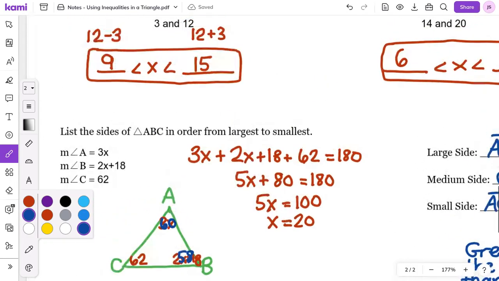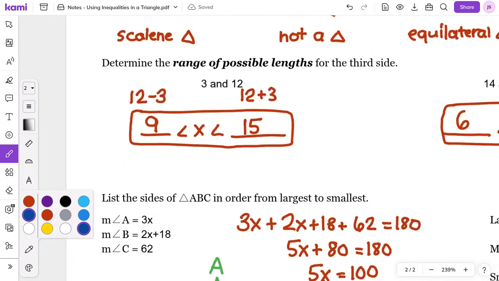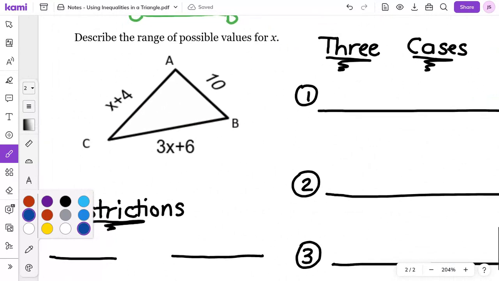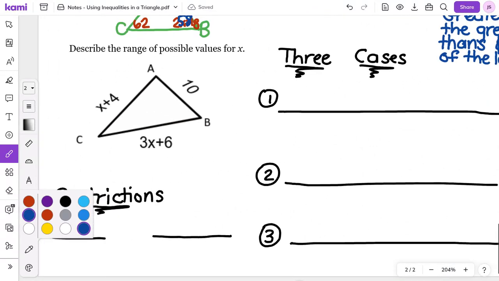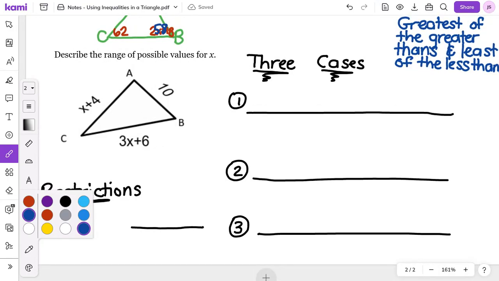Okay, the last type that we're going to do is a question like this, where we determine the range of possibilities for a side, this time using a little bit of algebra. So let's say that they give us this triangle. 2 sides are given as expressions, right? AB, the one side, is given as a number, right? We know that that's a 10. So we're going to do a couple different things here to determine the range, right?